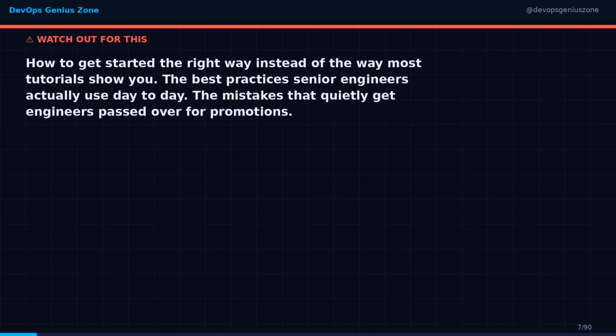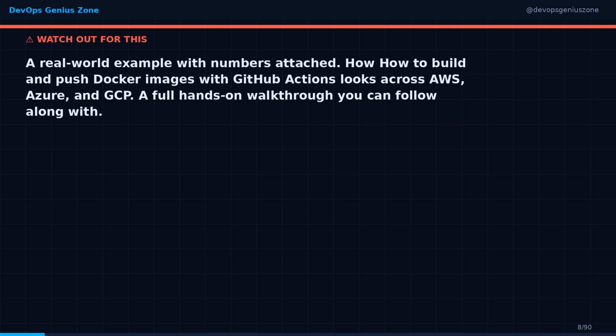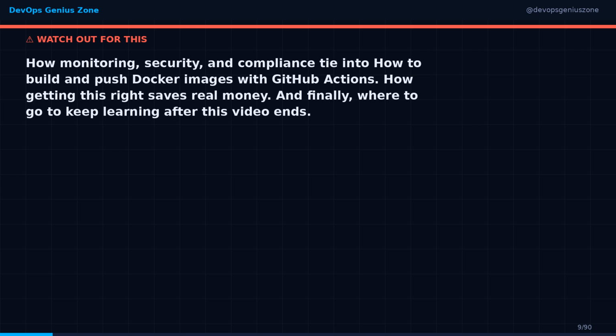How it looks across AWS, Azure, and GCP. A full hands-on walkthrough you can follow along with. How monitoring, security, and compliance tie into it. How getting this right saves real money. And finally, where to go to keep learning after this video ends.